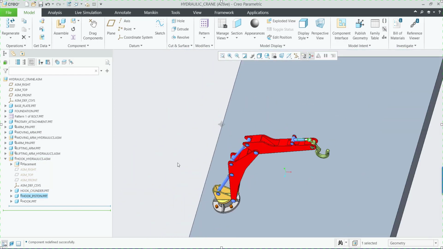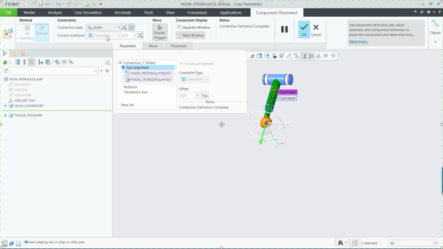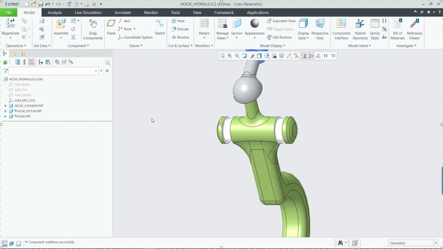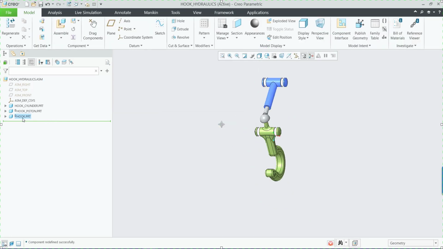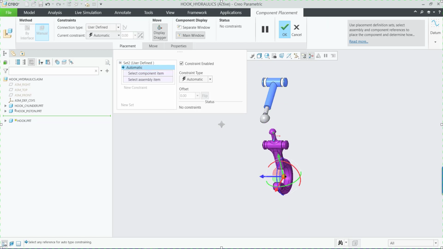So here something more we can see at the subassembly level. At the hook hydraulics subassembly, for this hook piston you can check that it already has the slider connection, and now I should deal with the hook. So now let me just delete this centered constraint and let me take the hook out somewhere here.